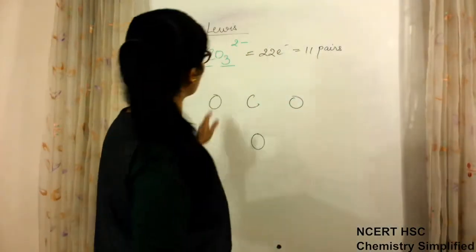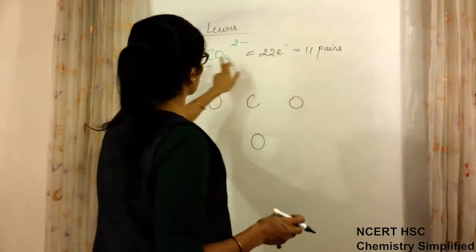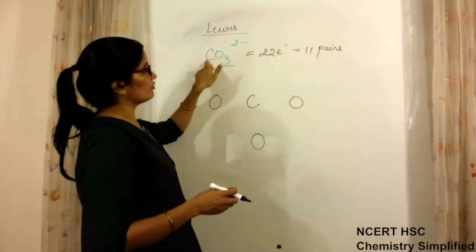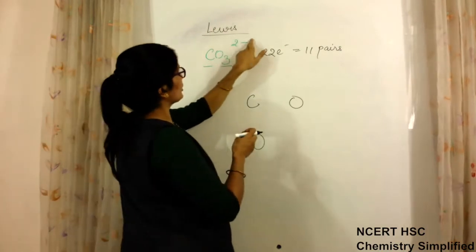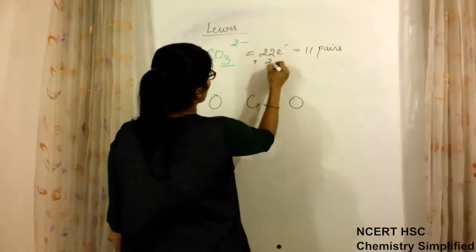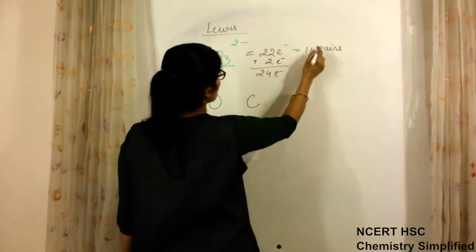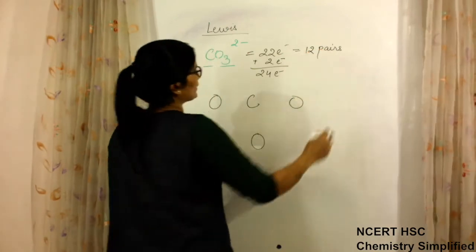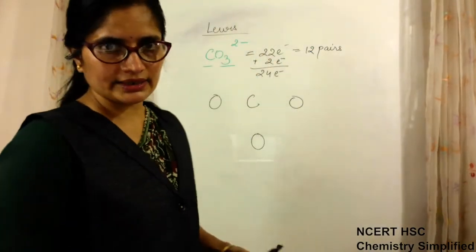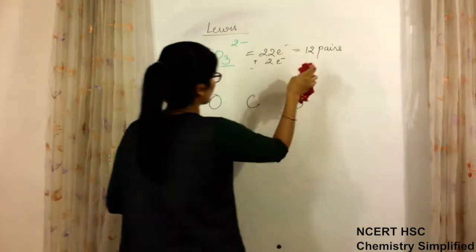One more thing we have not done. We have taken 22 electrons for oxygen and carbon, but we have not included the 2 negative charge. So plus 2 electrons more. That will become 24 electrons, equal to 12 pairs. So now we have 12 pairs.